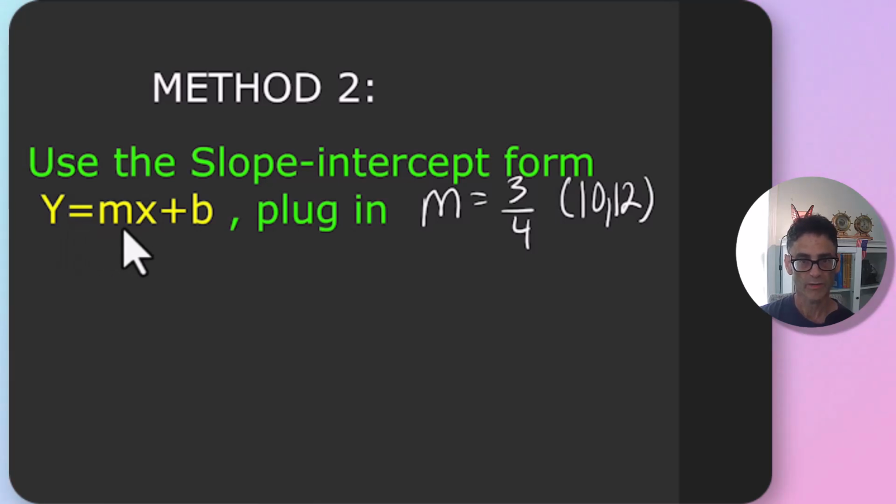So that's the second part. You've got an x, that's the third part. And then you have a b, the y-intercept. That's four parts.